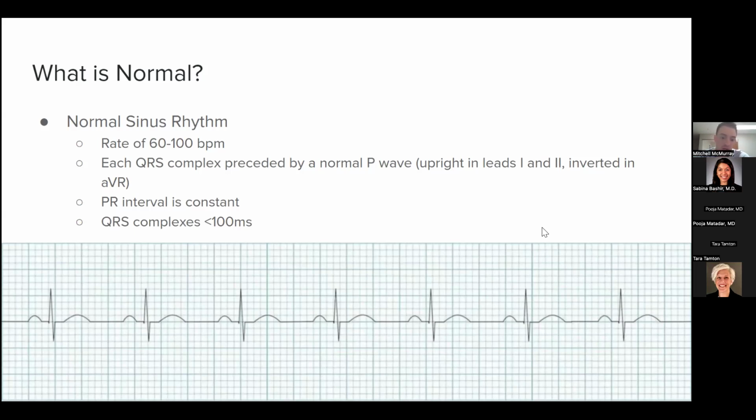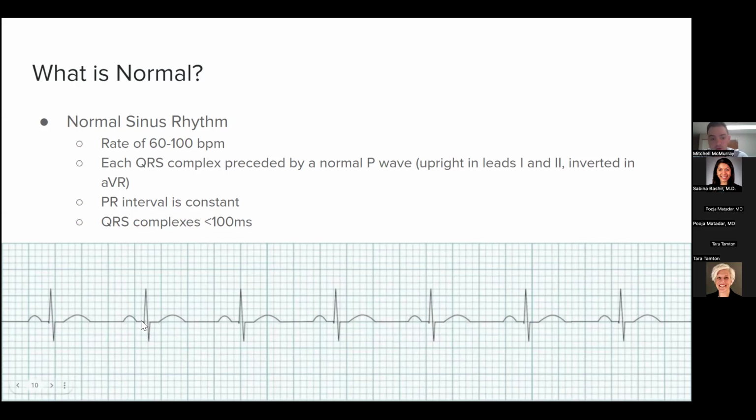So each QRS complex is preceded by a P wave. You have your P wave here. You can see there may be a little bit of a Q wave here, but probably not. Then the R wave, S wave, and then the T wave. A normal P wave for normal sinus rhythm is usually upright in leads 1 and 2 and inverted in aVR. And the PR interval is constant.